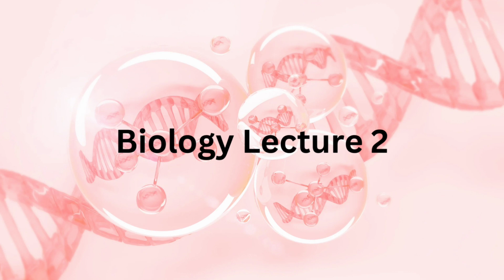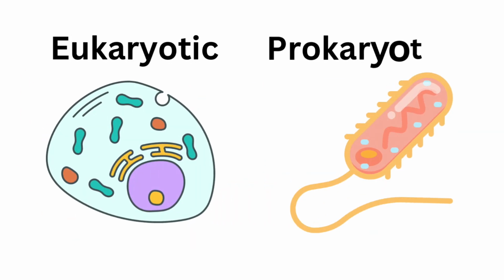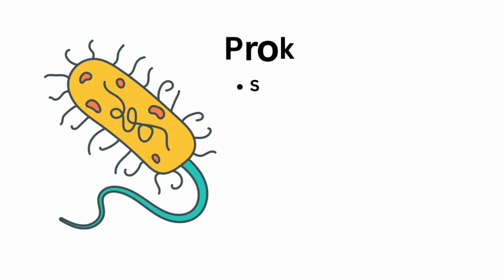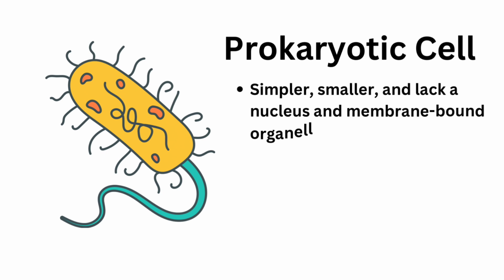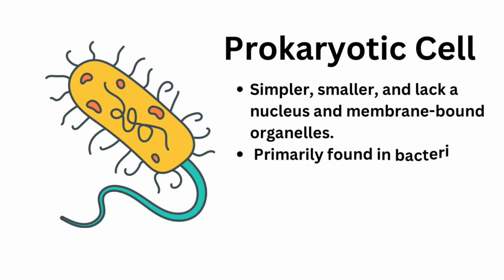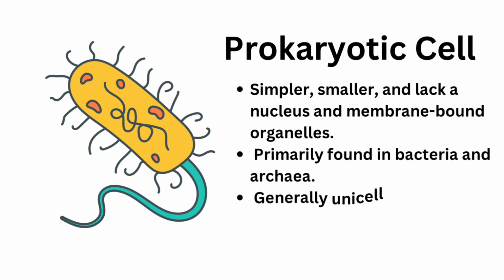Today, we're going to take a very deep dive into the cells. We're going to talk about prokaryotic cells and eukaryotic cells. First, let's see the cell types. First, we've got prokaryotic cells. These are simpler, smaller cells that lack a nucleus and membrane-bound organelles. They are primarily found in bacteria and archaea, and they are generally unicellular.